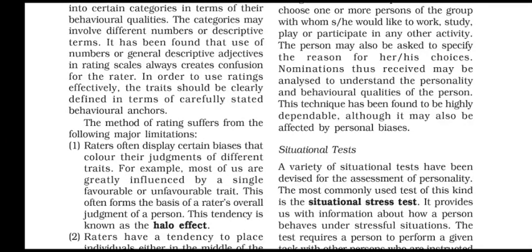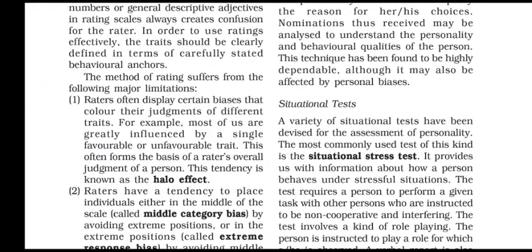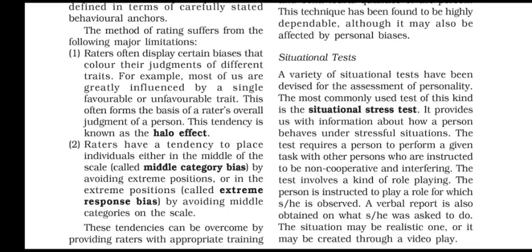It has been found that use of numbers or general descriptive adjectives in rating scales always creates confusion for the rater. In order to use rating effectively, the trait should be clearly defined in terms of carefully stated behavioral anchors. The method of rating suffers from the following major limitations. Raters often display certain biases that color their judgments of different traits.